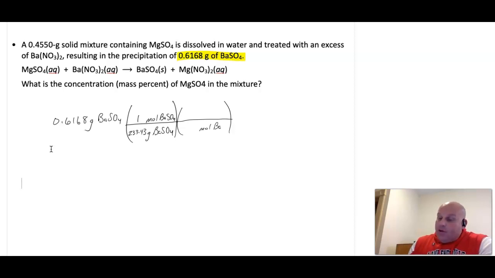Next comes our molar ratio, where we're going to convert to the substance the question's asking about. What is the concentration of MgSO4? Okay, so in this molar ratio step, we're going to convert to moles of the magnesium sulfate. Again, the balanced equation is given to us, so I can plug in the coefficients there in my molar ratio. It's a 1-to-1 ratio.